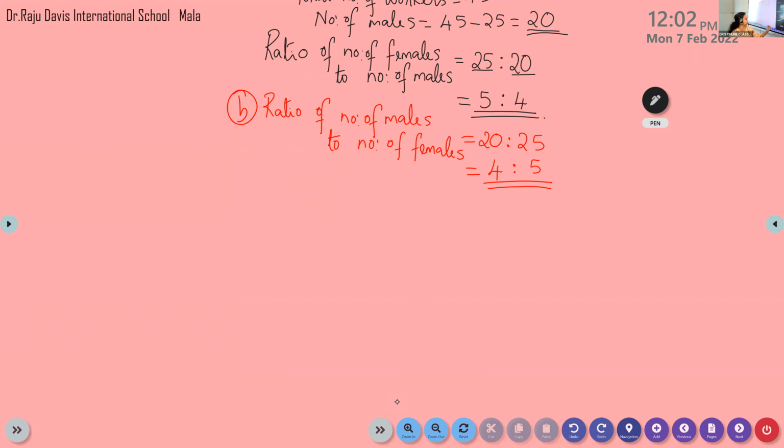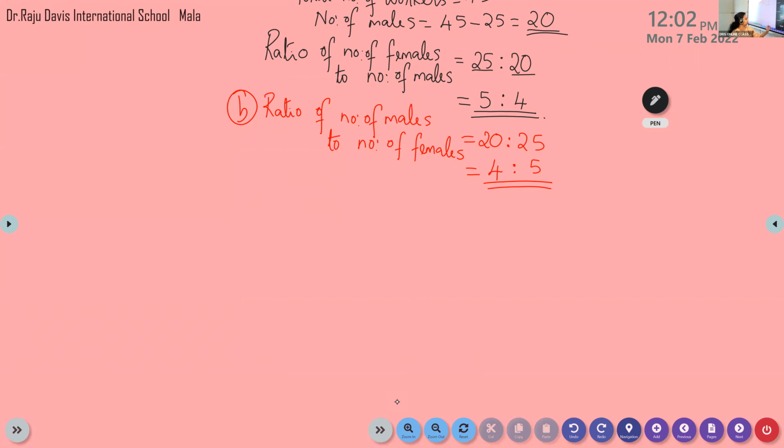Okay, so children, equivalent fractions. How can you make an equivalent fraction? You can multiply or divide both numerator and denominator by the same number. Here also, equivalent ratio. We can multiply or divide, but you have to do both with the same number. Okay, so next question, we can do like that.